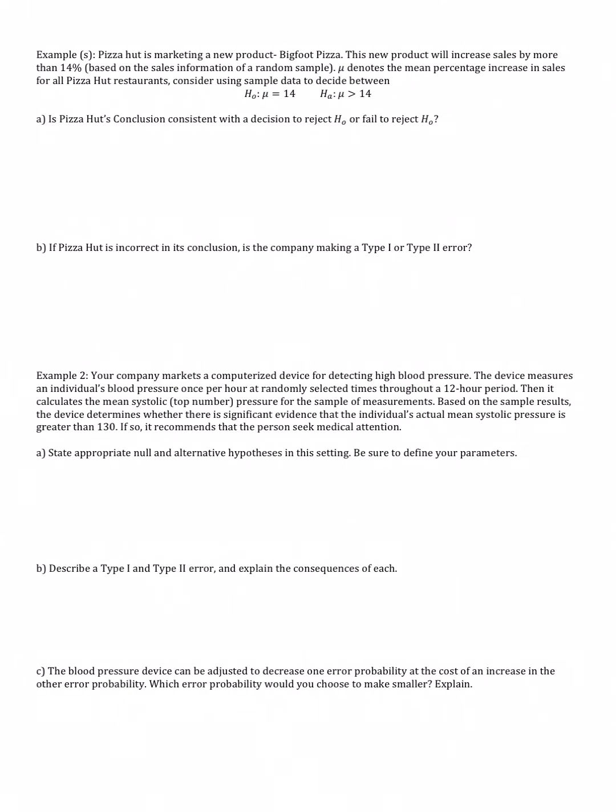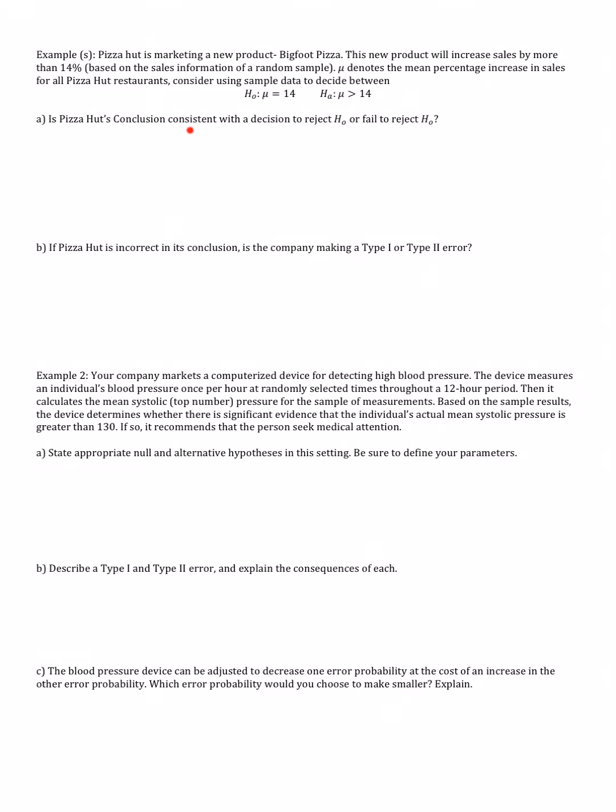Pizza Hut is marketing a new product, Bigfoot Pizza. This new product will increase sales by more than 14% based on the sales information of a random sample. Mu denotes the mean percent increase in sales for all Pizza Hut restaurants. Consider using sample data to decide between the null hypothesis that the mean percentage increase is 14%, or the competing claim, the alternate, that the mean percentage increase in sales is actually greater than 14%.